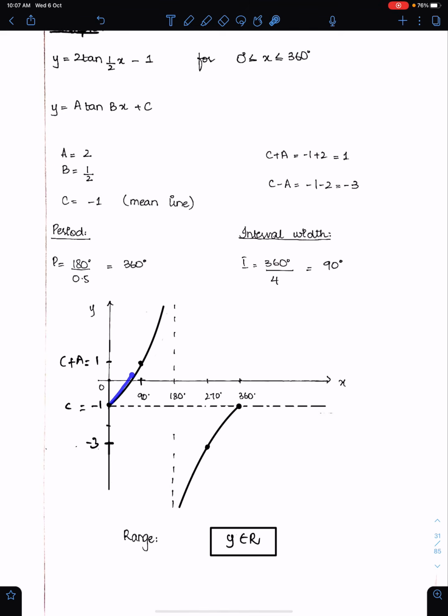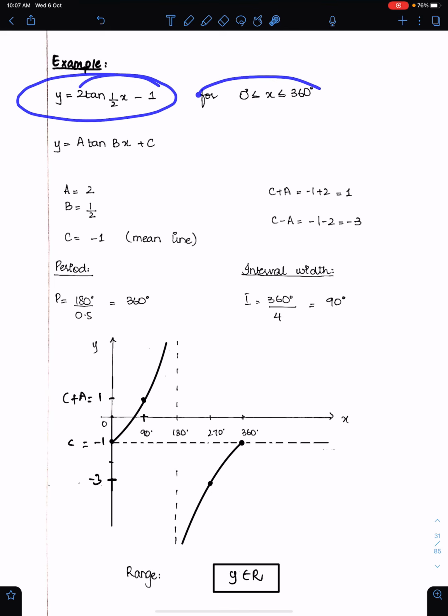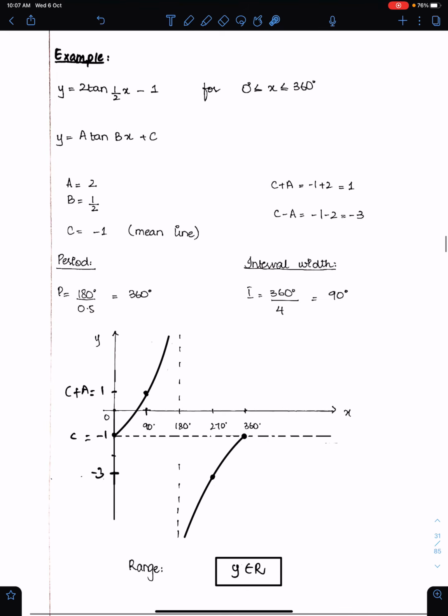That is why this curve is parallel to this vertical line, and this is parallel to this. This is the standard tan curve, this tan curve for this domain, and the range of this tan curve is minus infinity to infinity, which can be written as y can take all real values. Take a screenshot of this solution because this question is very important.